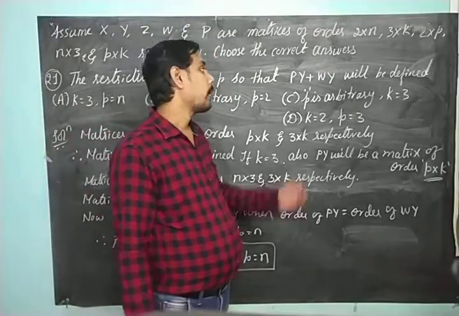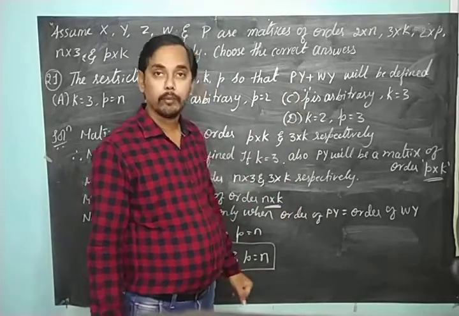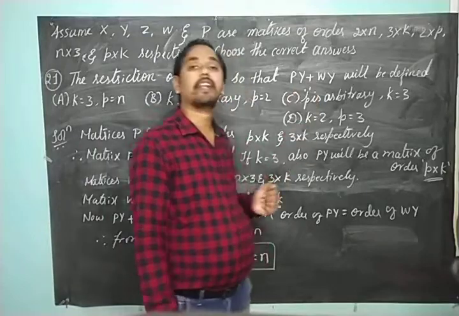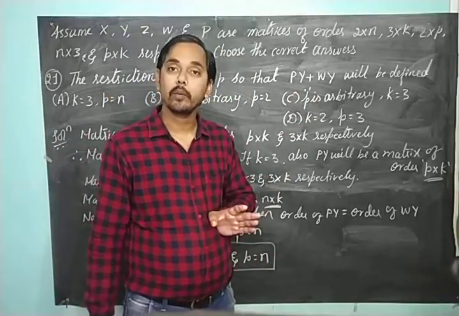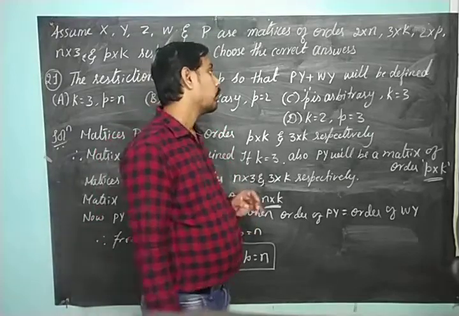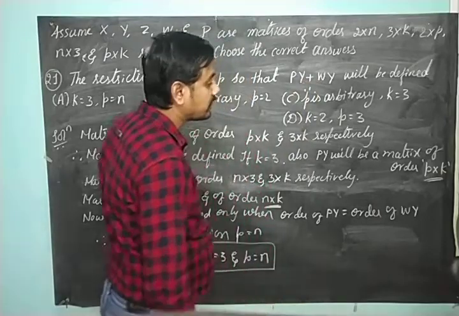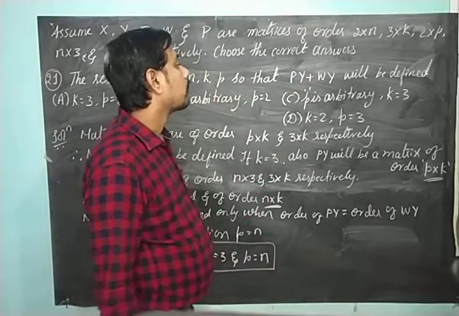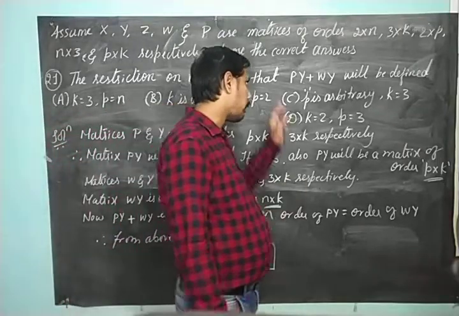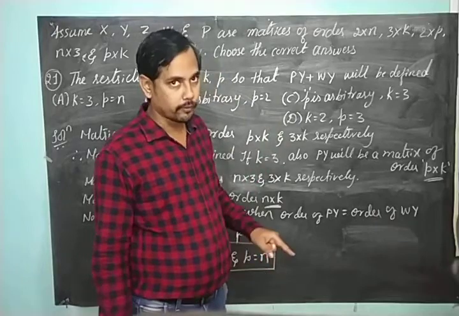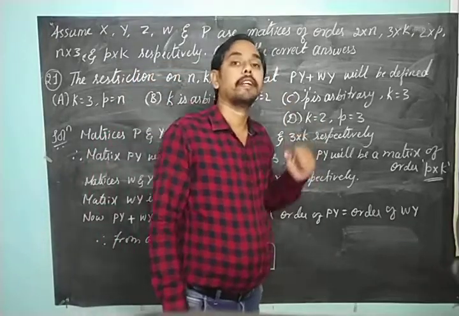So now PY is added to WY. When two matrices are added, what is the condition? Their order should be equal. What is the order of PY? It is p cross k. What is the order of WY? It is n cross k. So the number of rows of PY should be equal to the number of rows of WY, and the number of columns of PY should be equal to the number of columns of WY.